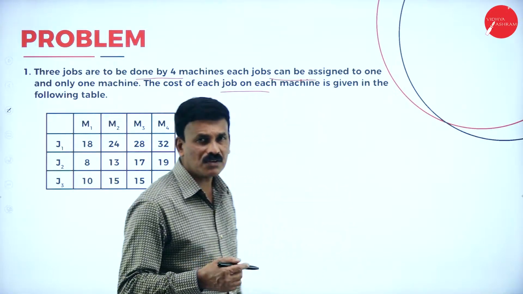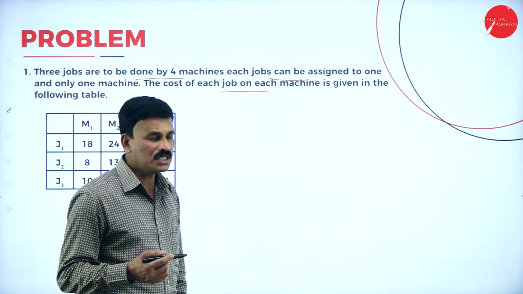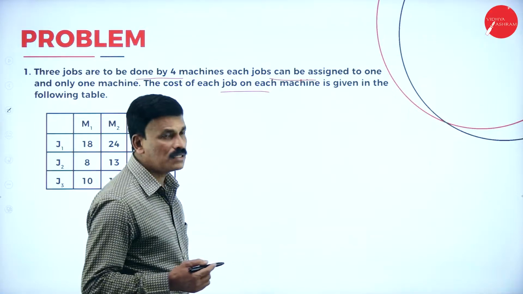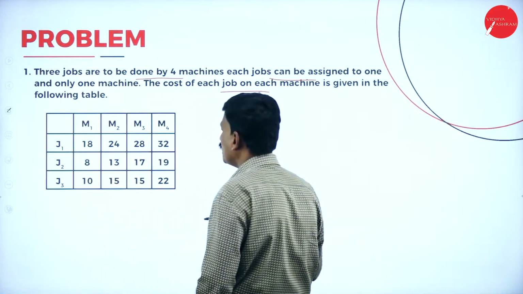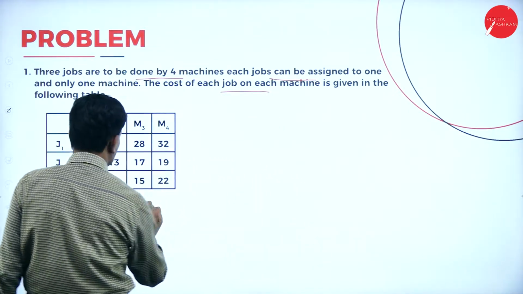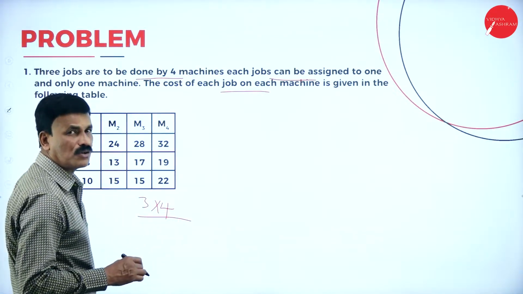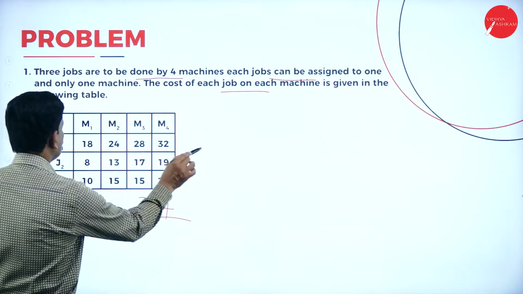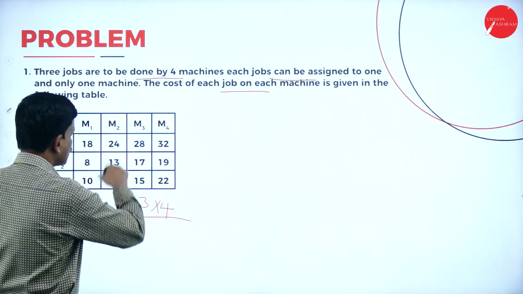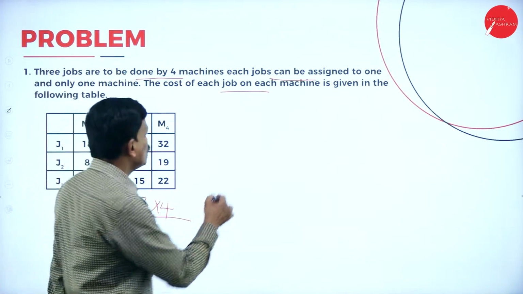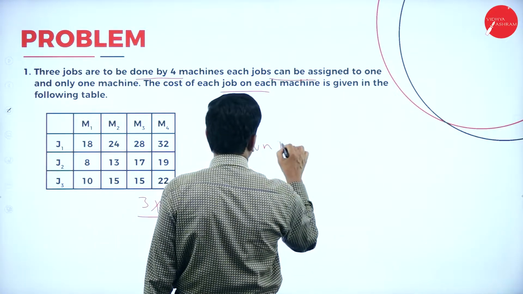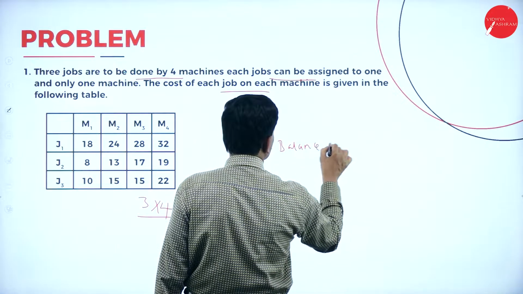Now first let us check whether this is a balanced or unbalanced problem. What is the order here? This contains 3 rows and 4 columns. So the number of rows is not equal to the number of columns. Therefore this is an unbalanced assignment problem.